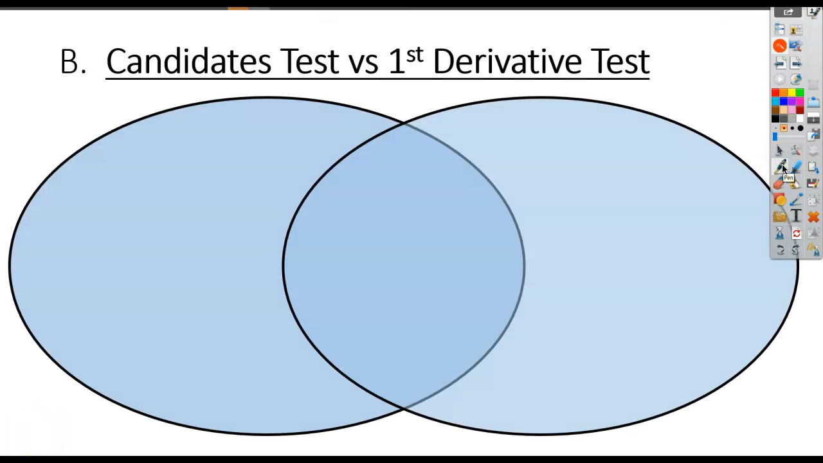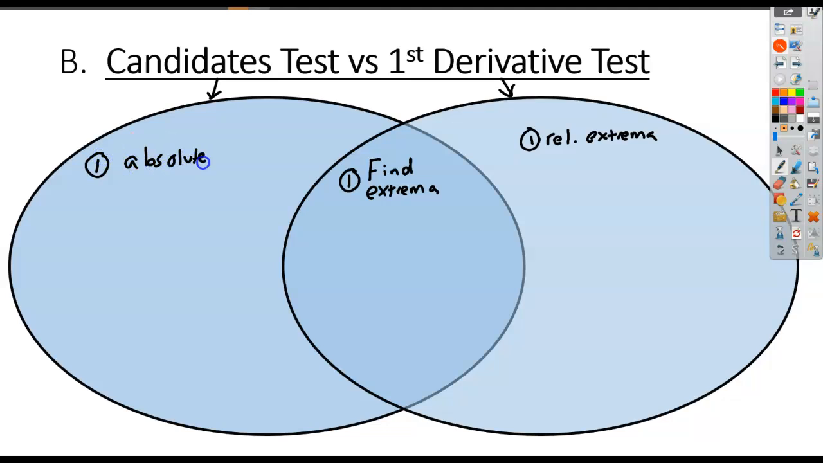So let's go ahead and compare and contrast the candidates test with the first derivative test. Just want to make sure you guys got these concepts separate in your mind. They both had to do with finding extrema. But what's different about them is that the first derivative test helps you find relative extrema, whereas the candidates test helps you find absolute extrema. So that's the conceptual main difference between them.